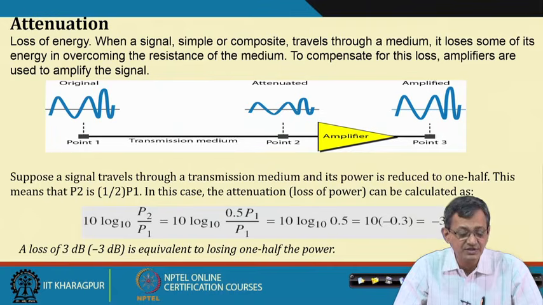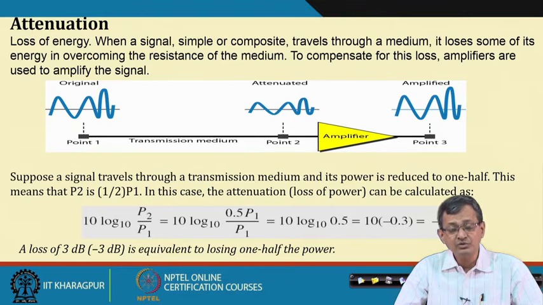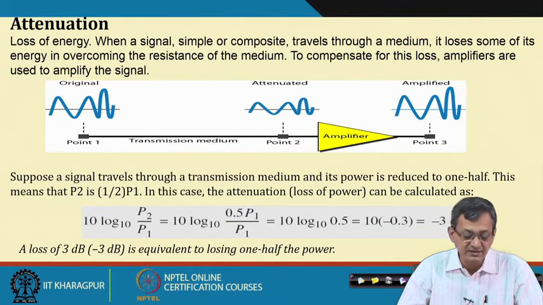In the case of attenuation, there is loss of energy. When the signal, simple or composite, travels through the medium, it loses some of its energy in overcoming the resistance of the medium. To compensate for this loss, amplifiers are used, or signal regenerators I should say, to regenerate the signal. So, it has degraded and is regenerated.